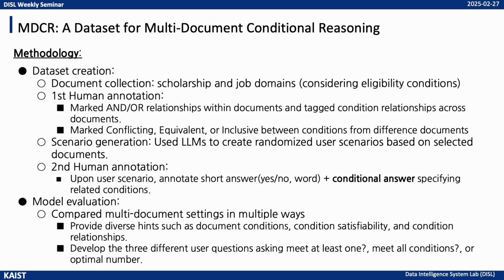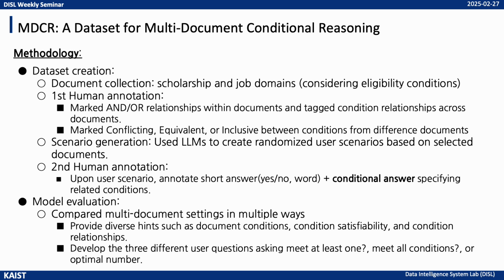To evaluate the model performance, they compare multi-document settings in multiple ways. First, they provide diverse hints such as document conditions, condition sets, and condition relationships. So they incrementally provide different hints, which makes the model's reasoning process easier. And they compare the model performance across them.